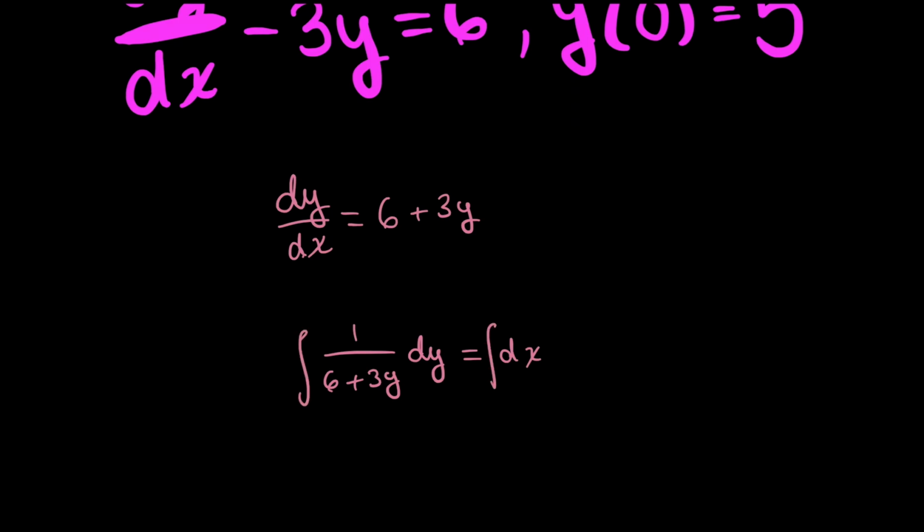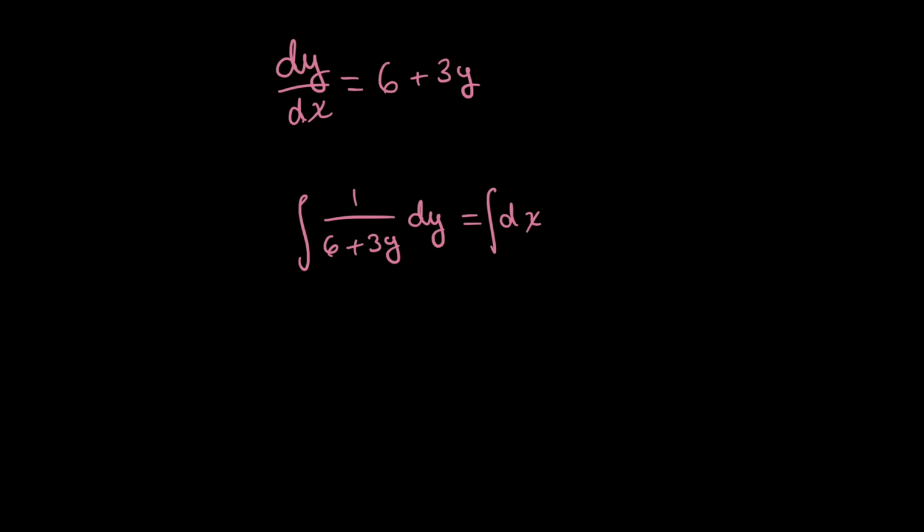Now that I'm done with the separation, I can integrate both sides. So my left hand side is going to end up being a log, and because I have a 3 attached to the y, I will have a factor of 1/3 multiplied by the natural log of whatever is in my denominator, so 6 plus 3y. And then on my right hand side, it's just dx, so I'll just have an x plus an arbitrary constant c.